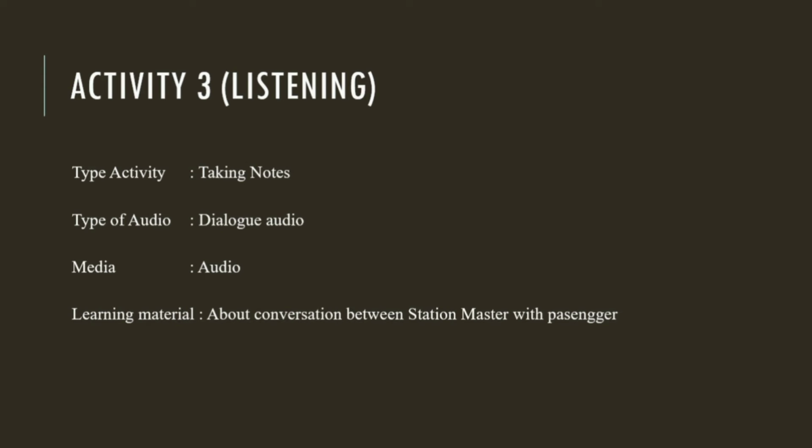Activity 3 is a listening. And the type of activity is taking notes. The type of audio is a dialogue audio. And the media that I use is audio. And the learning material is about a conversation between a station master and a passenger. Why did I choose this material? Because I think in real life, the station master always meets this situation. They talk with passengers. I think this is a daily activity.